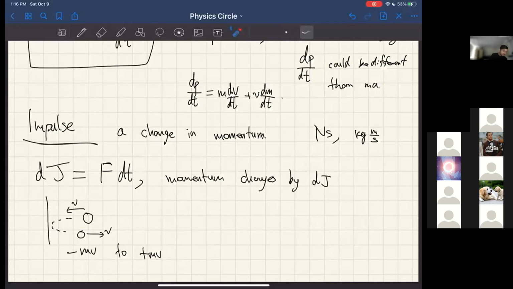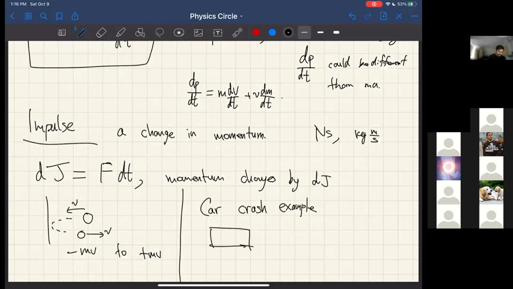Another example of using impulse to think about a process, and this is a very common example, is the car crash example. So if I have a car, I'm just going to draw a very simple model of a car. It's moving at velocity v, and there's a wall, and it crashes into the wall. Then the total momentum change of the car is just going to be mv, because it goes from moving at velocity v to being stopped once it crashes into the wall.